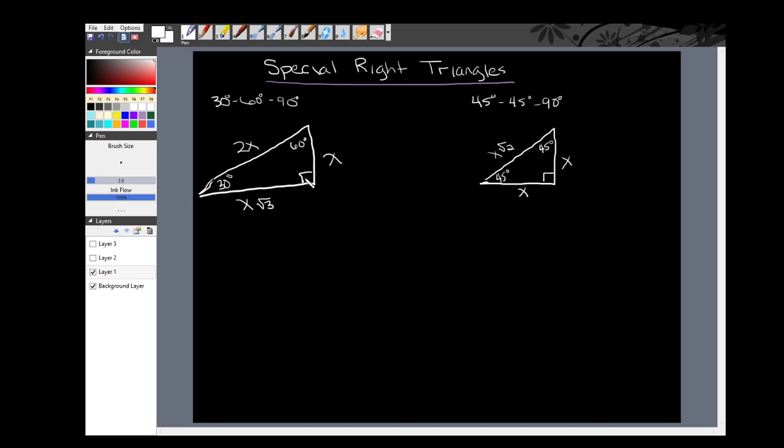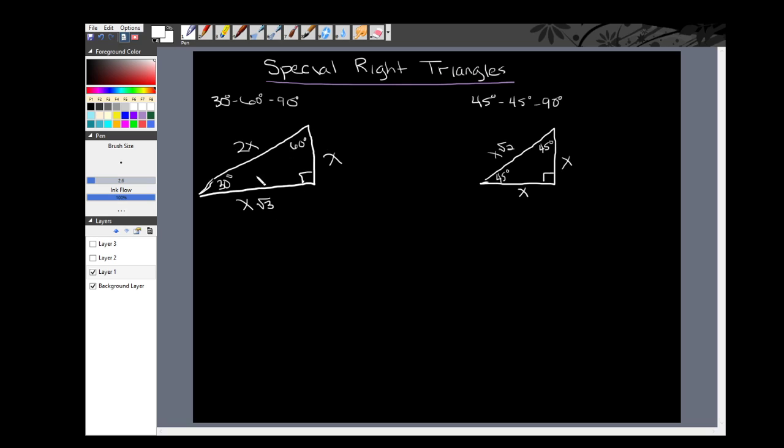The first one is called a 30, 60, 90 right triangle because the angles are 30 degrees, 60 degrees, and 90. The other one is called a 45, 45, 90. Now these triangles are important because they carry a special ratio to their sides.